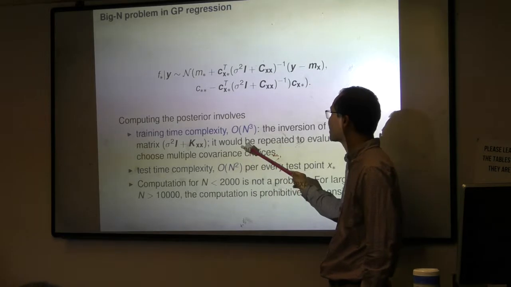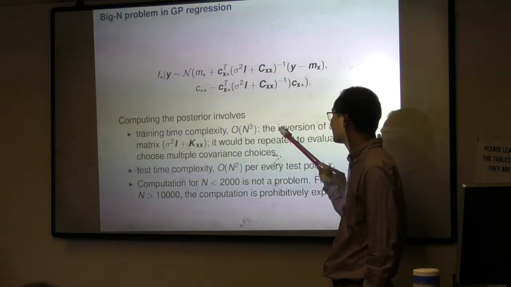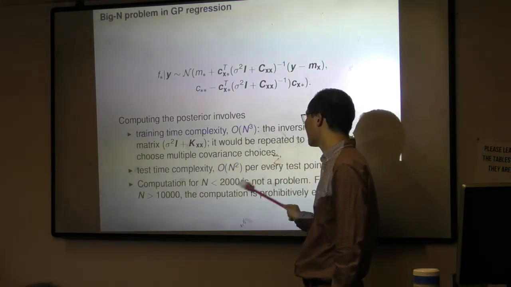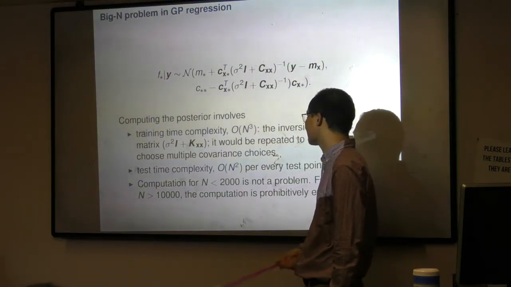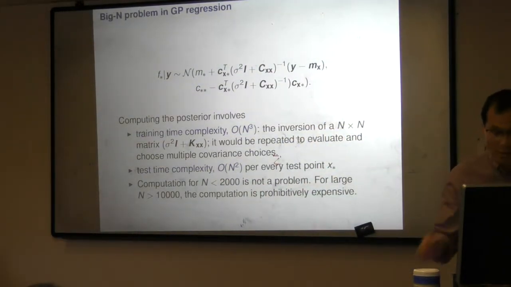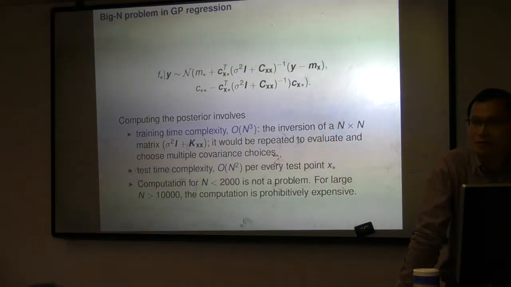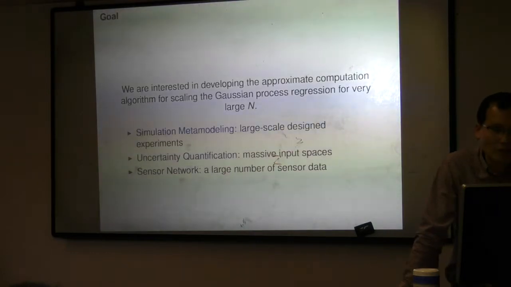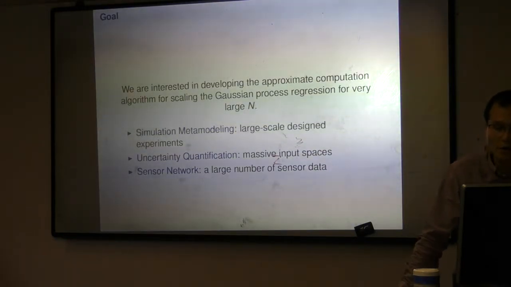That's what we call the training time complexity, because it happens just once with the training data set. But once the training stage is gone, for each testing point you need to do some additional computations, and that testing time complexity is n squared. This is certainly reasonable for a small n, but when n is so large, this can be very expensive. So this is the computation issue in the Gaussian process regression. What we try to do in my research is develop approximate computation algorithms for scaling the Gaussian process so it works better for a large size of n.